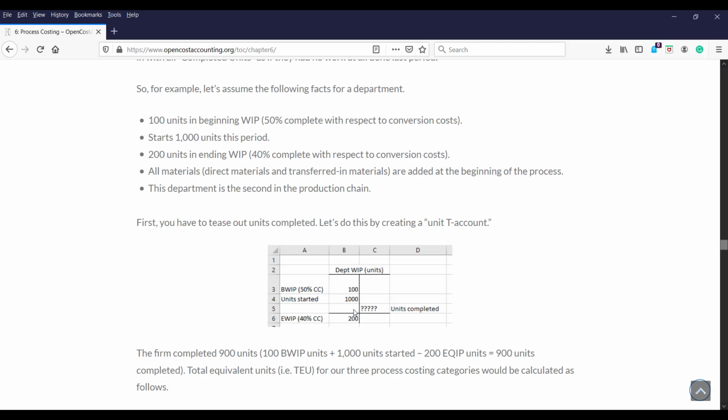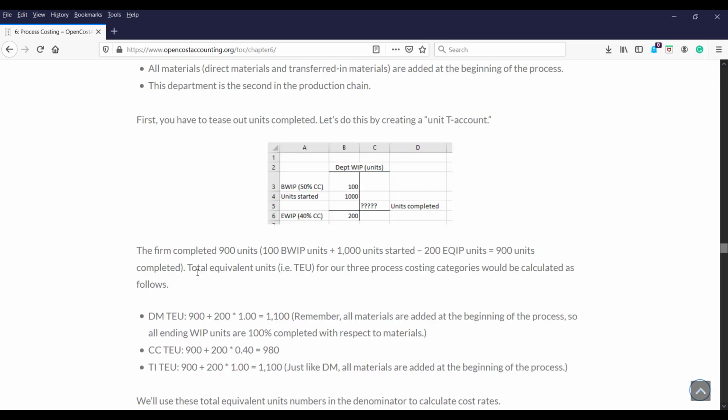And so we can figure out, based on our understanding of T accounts, we're experts at T accounts at this point, and I'm making this just based on units, a unit T account. 100 plus 1,000, we should have 1,100 that we're talking about right here, and 200 of those are accounted for in ending WIP. Therefore, we must have 900 units that we completed. And so our total equivalent units can use our units completed, this 900, plus our ending WIP, multiplied by the percent complete for each category.